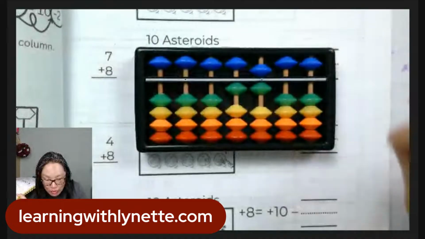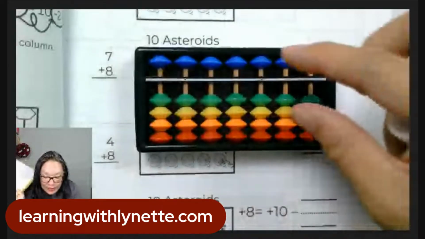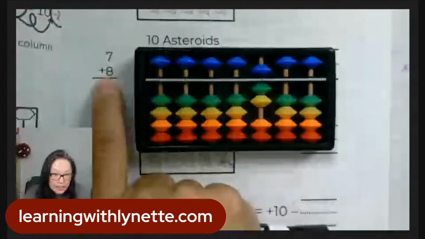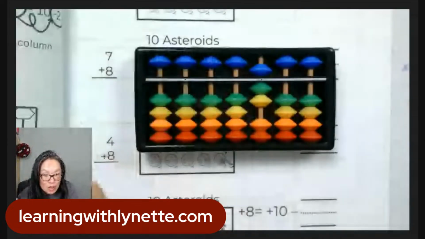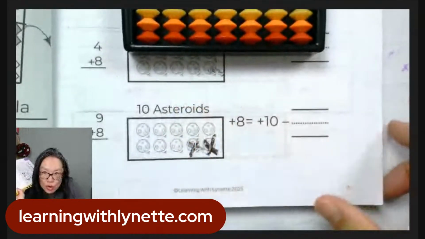Again, we're not memorizing our doubles. We're memorizing the formula. So if I have 7 and my add-in is 8, what do I do? I need to plus the 10 minus the 2. So I'm going to plus the 10, take away the 2, and I can do it all day.